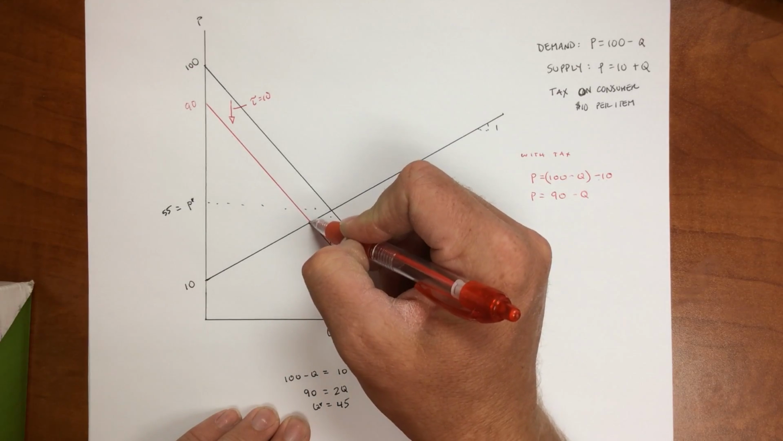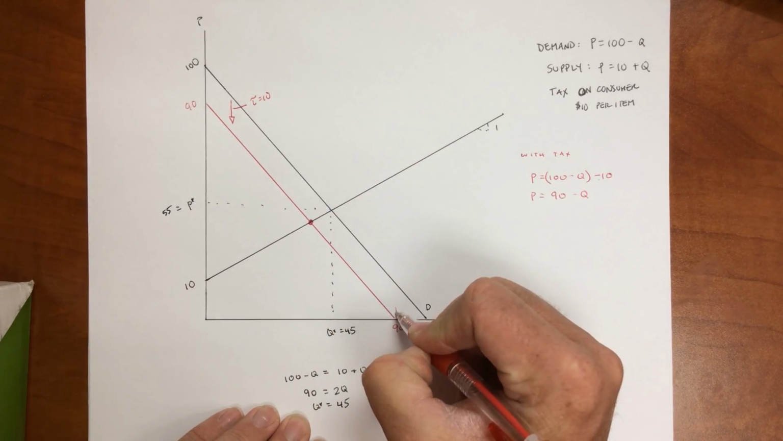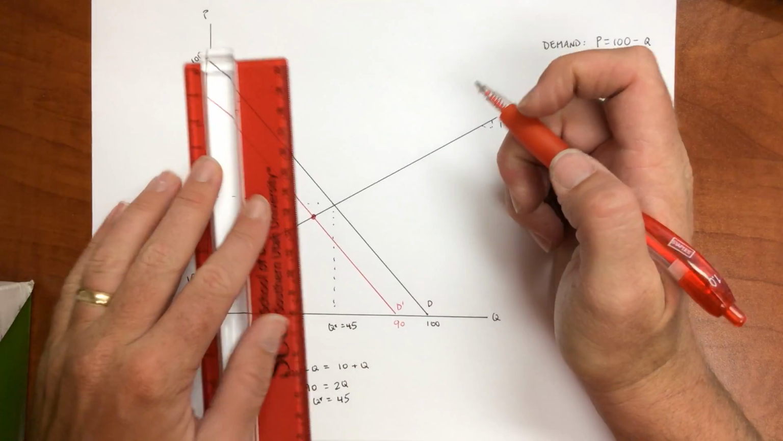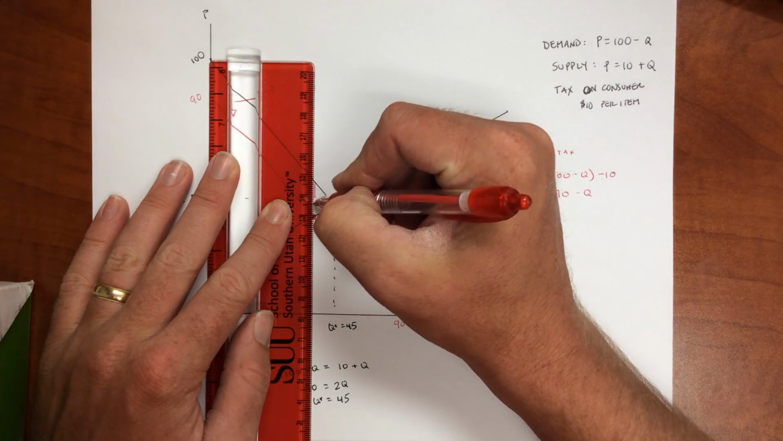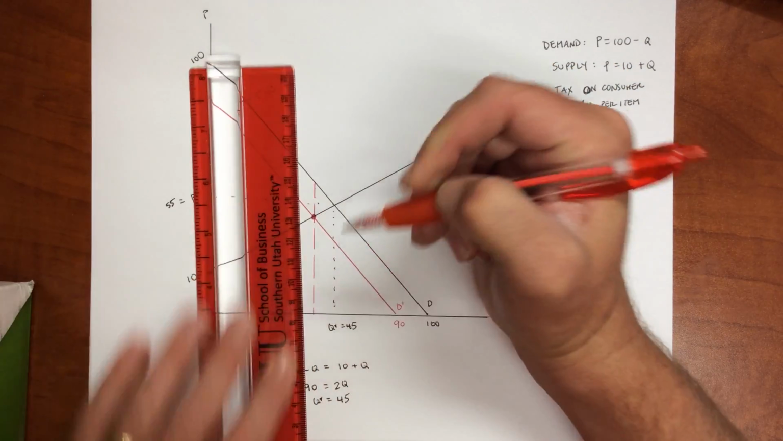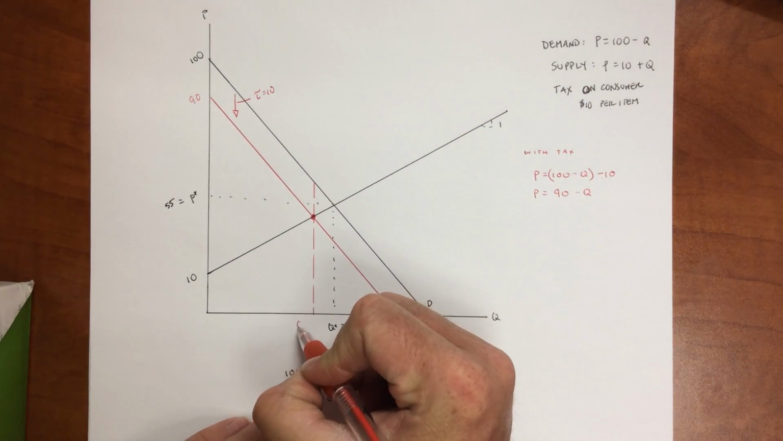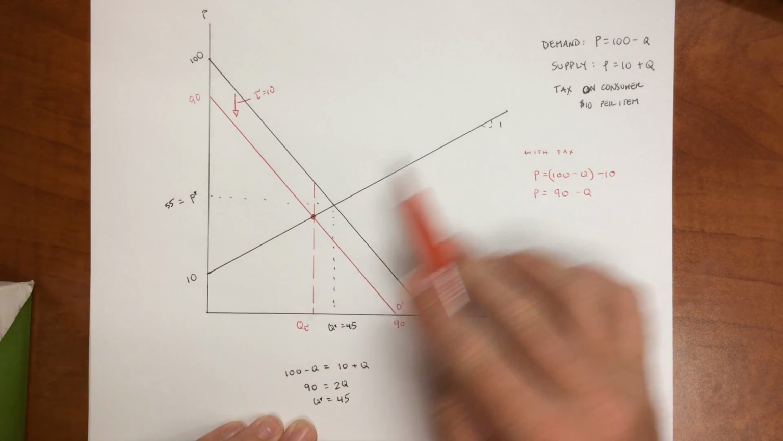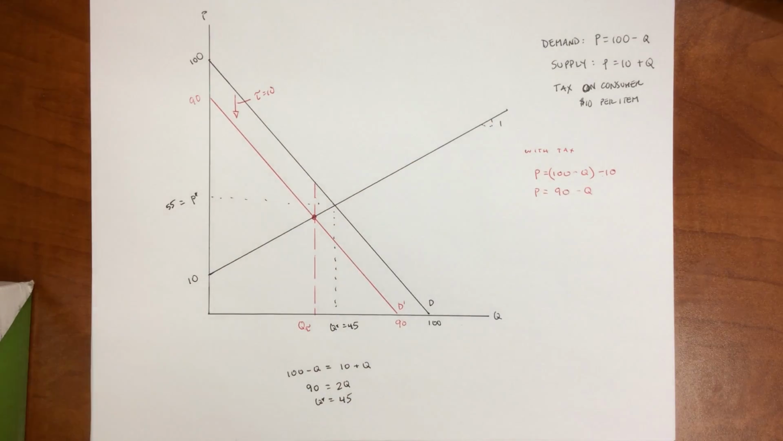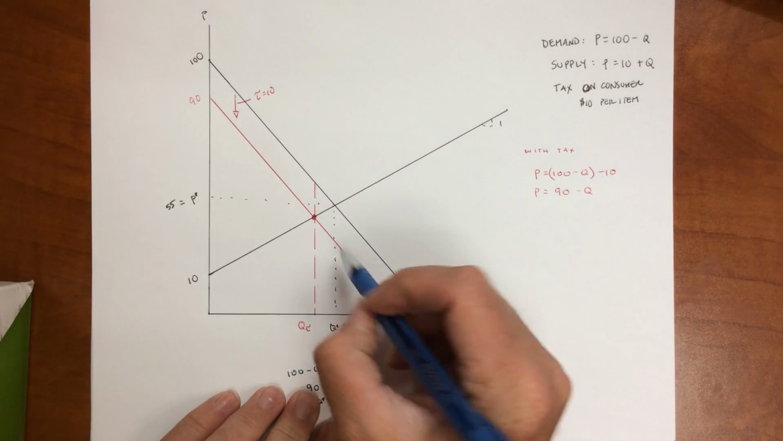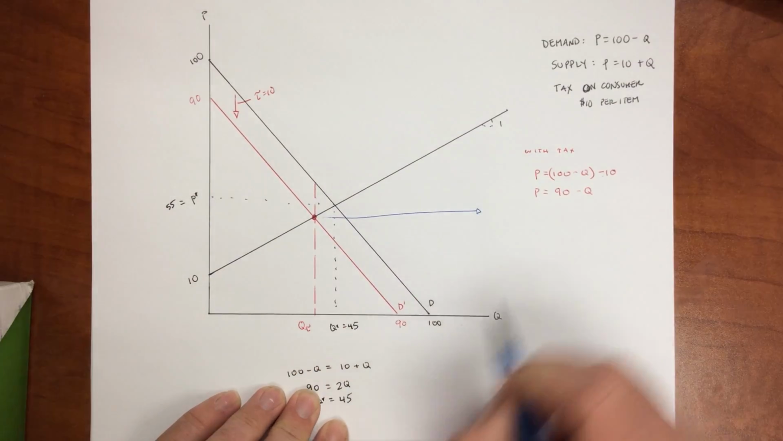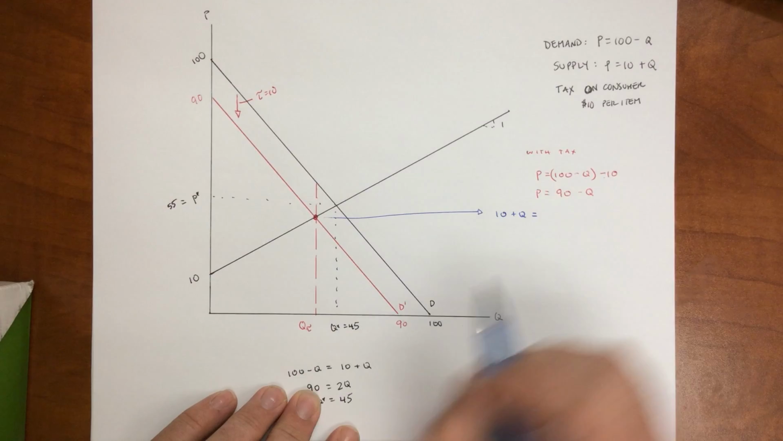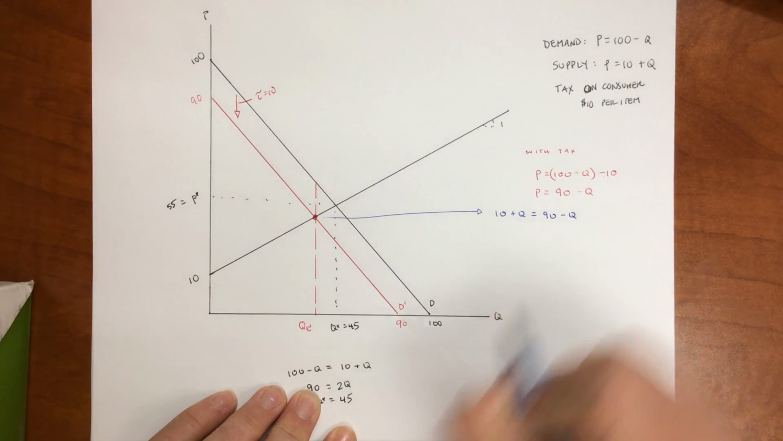Now we identify this point right here, where the new demand equation is equal to the original supply equation. And then I draw this line here. The reason we draw this graphically is it's really going to help us solve it algebraically. So this Q with the tax is where our new demand equation, the red line, is equal to the original supply equation. So 10 plus Q is equal to, because that's where they intersect, 90 minus Q.